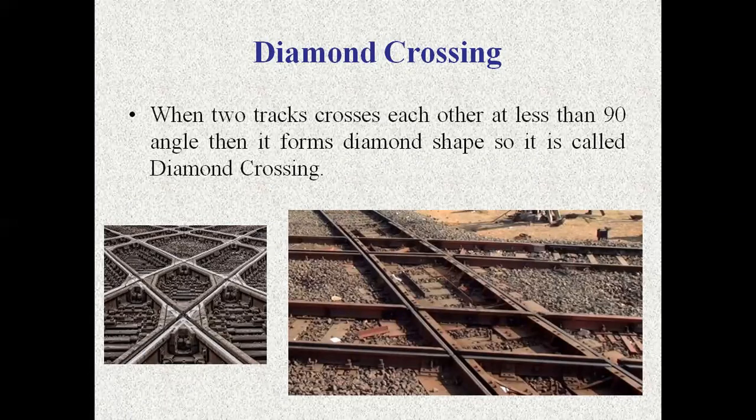Here you can observe a diamond crossing. When two tracks cross each other at less than 90 degrees, it forms a diamond shape, and if the angle is 90 degrees, then it is called a square crossing.